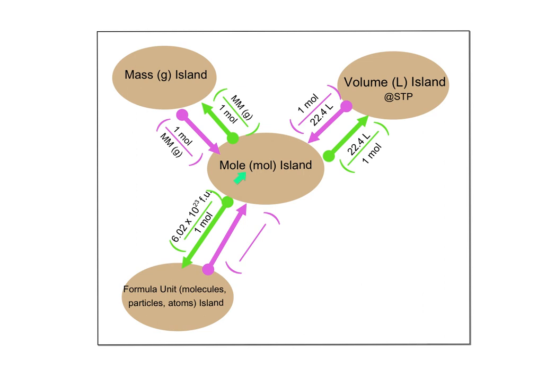So when we're going from mole island to formula unit island, make sure your arrow goes the correct way. We are going to put Avogadro's number, 6.02 times 10 to the power of 23, and I put FU for formula unit, over 1 mole. When we go the other way, what do you think we're going to do? Probably flip that fraction, and don't forget these are always getting multiplied by whatever number's given.